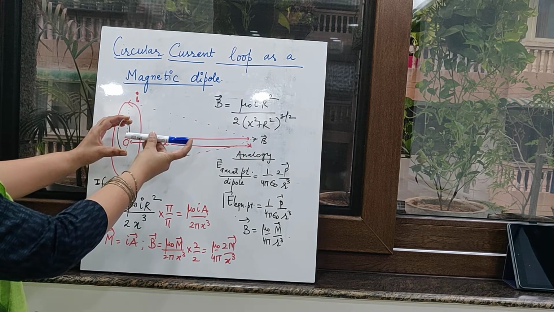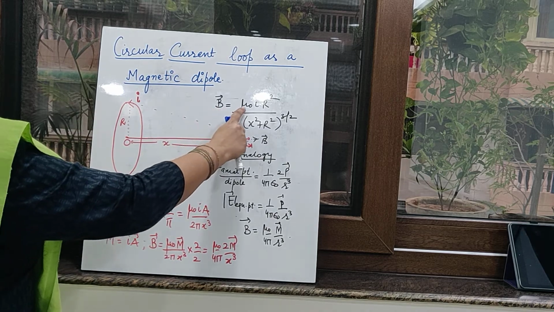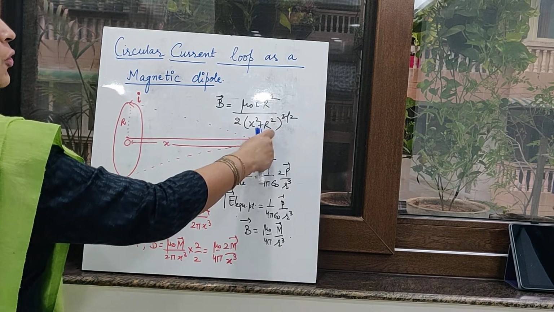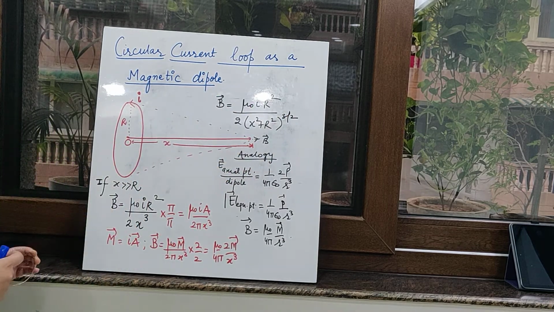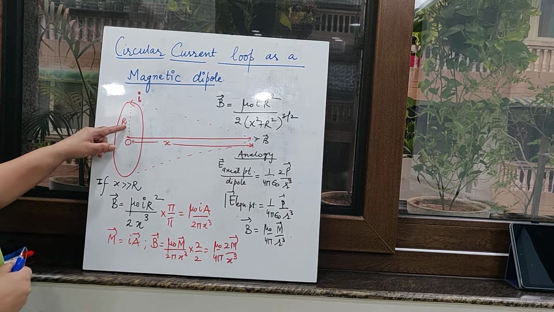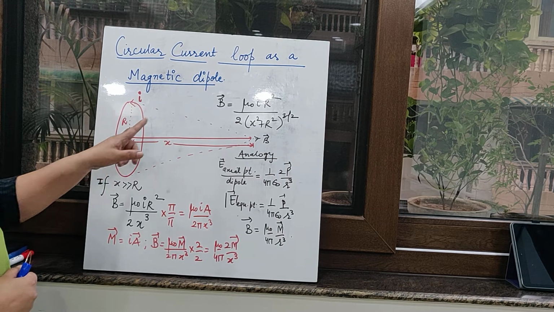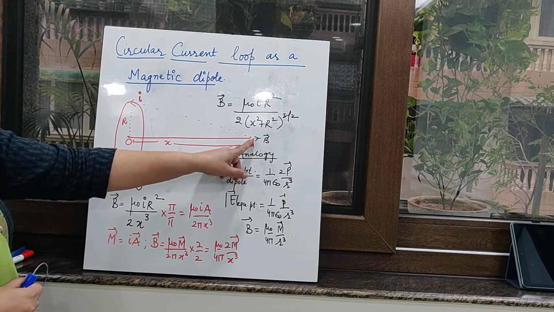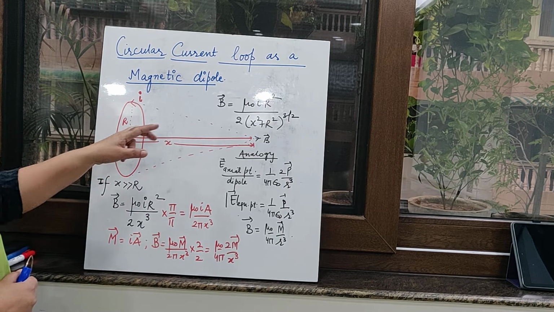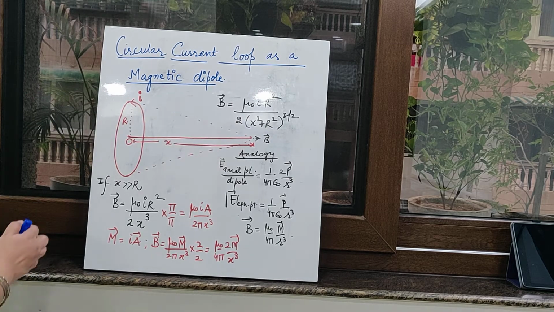the axis of the circular coil is given by this expression: mu naught I r square upon 2 x square plus r square within brackets raised to the power 3 by 2. And here r is the radius of the coil, x is the distance of the point where we are measuring the magnetic field from the center of the coil, and the expression is this, as you can see over here.